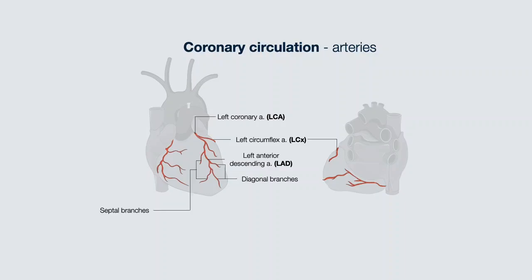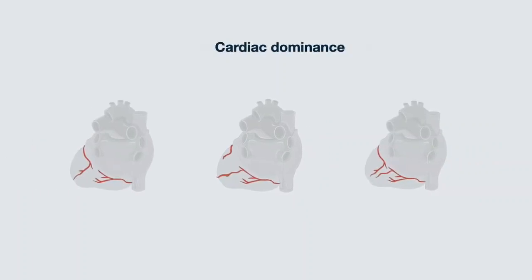The left circumflex extends posteriorly and supplies the posterolateral aspect of the heart. The right coronary artery supplies the inferior wall. It also forms the right marginal artery. The right coronary artery can also extend posteriorly to form the posterior descending artery, which supplies the posterior wall. This is a great segue to the topic of cardiac dominance.